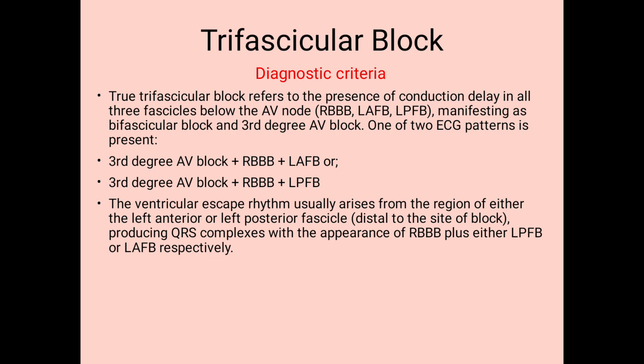One of the two ECG patterns is present, that is third degree AV block plus right bundle branch block plus left anterior fascicular block, or third degree AV block plus right bundle branch block plus left posterior fascicular block. The ventricular escape rhythm usually arises from the region of either the left anterior or the left posterior fascicle distal to the site of the block, producing QRS complexes with the appearance of the right bundle branch block plus either left posterior fascicular block or left anterior fascicular block respectively.